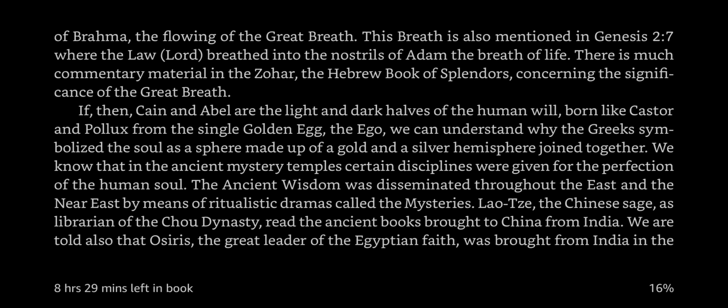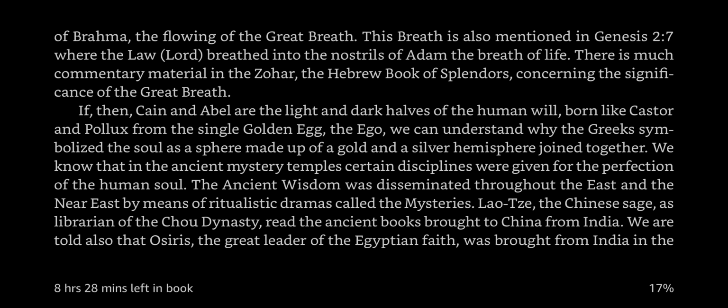This breath is also mentioned in Genesis 2:7, where the law (Lord) breathed into the nostrils of Adam the breath of life. There is much commentary material in the Zohar, the Hebrew Book of Splendors, concerning the significance of the great breath. Didn't the Hindus call it the great breath of Brahma? Brahma went through these cycles of outbreathing and inbreathing, of sleep and action, and so on.